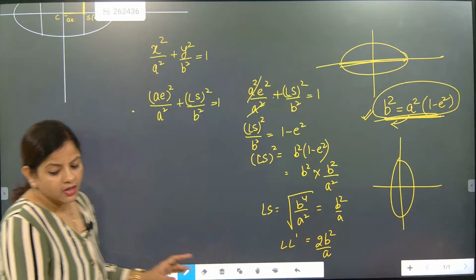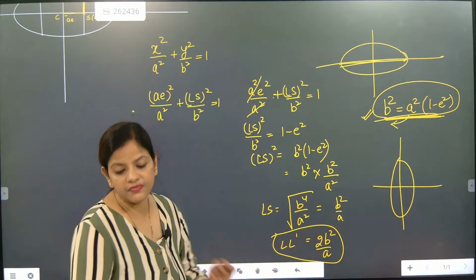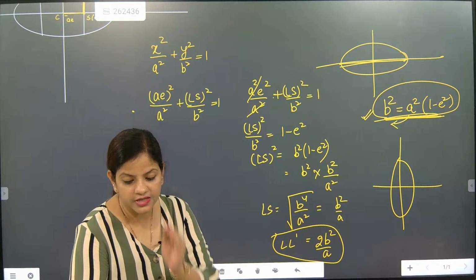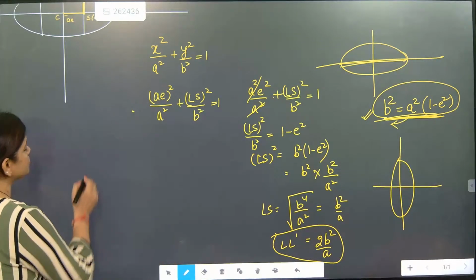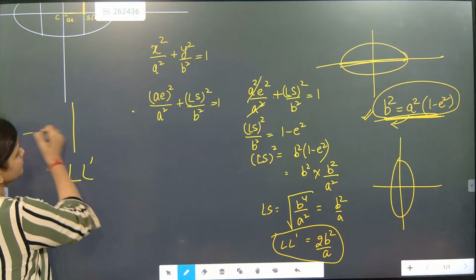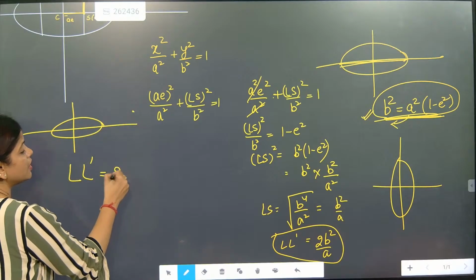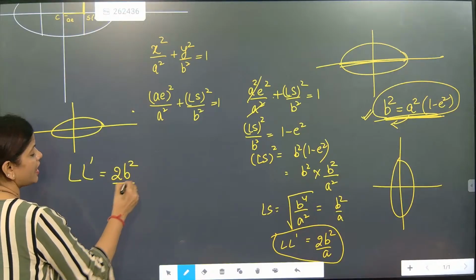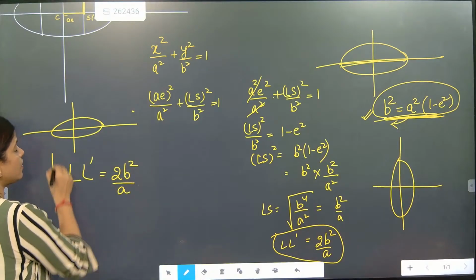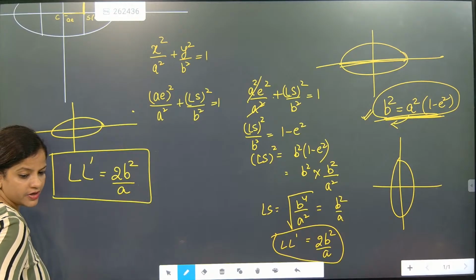Understood? So here the most important thing is, whenever somebody asks you about the latus rectum, what answer are you going to say? The length of latus rectum when the ellipse's major axis is resting on the x-axis will be 2b square by a. Understood beta? It will always be 2b square by a. I hope you have understood.